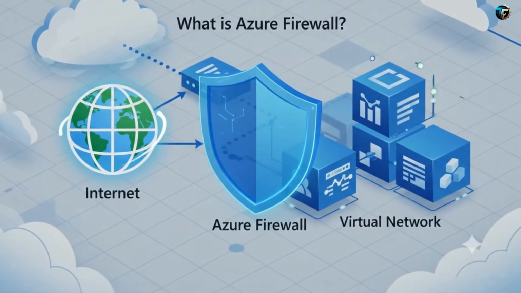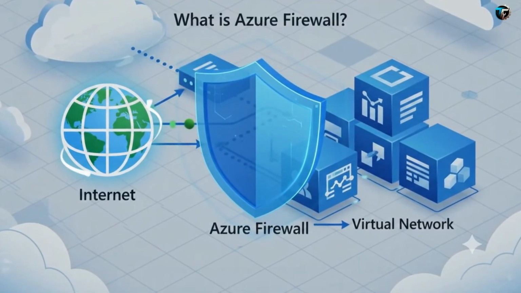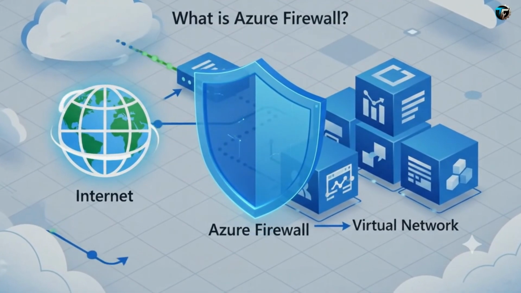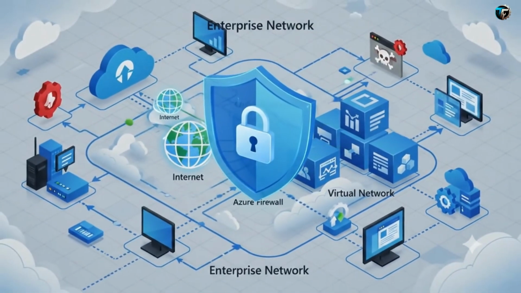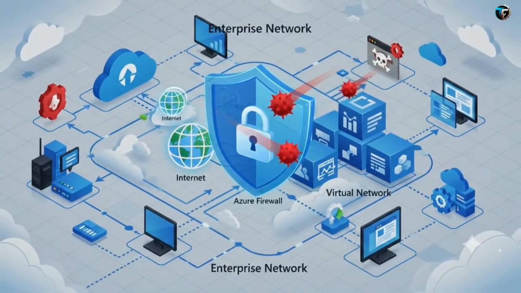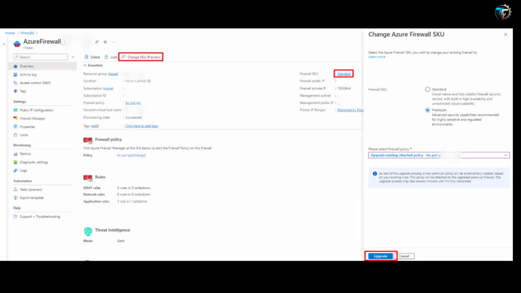Azure Firewall is a fully managed cloud firewall service. It sits between your Azure Virtual Network and external networks. Every request entering or leaving your network passes through Azure Firewall. It decides what traffic is allowed and what should be blocked.